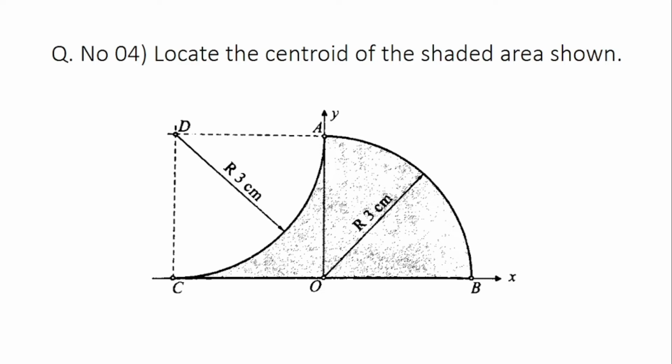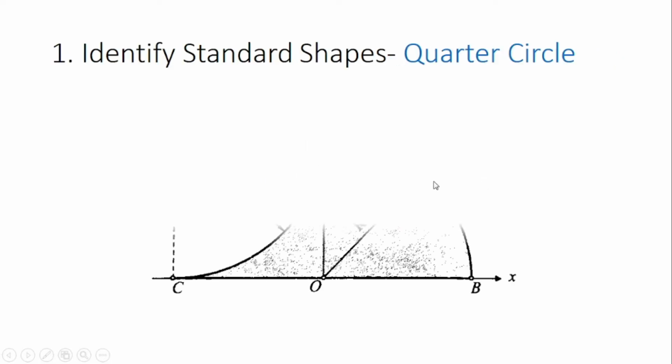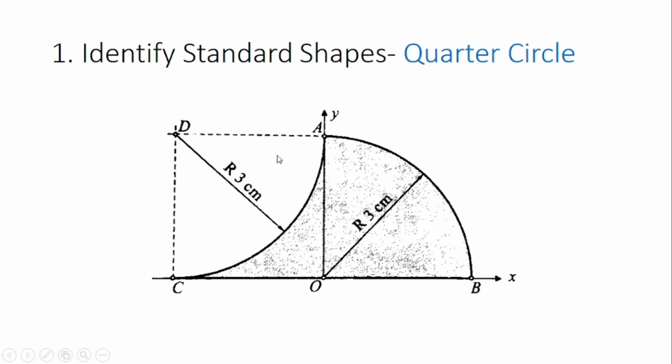Hello everyone, this is a video series related to engineering mechanics and we are discussing a point on centroid. Centroid basically is the geometrical center of any 2D object. In a question paper a complex shape is given to you and they ask you to find out the centroid for this shaded area shown. So we'll start with step number 1. We'll identify the standard shapes from the given figure.